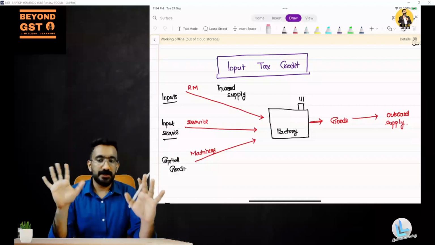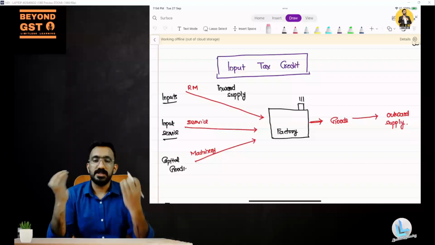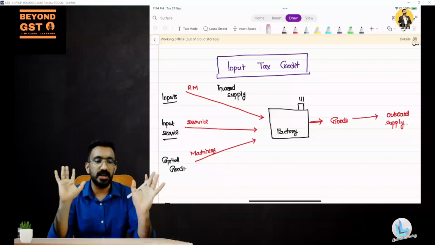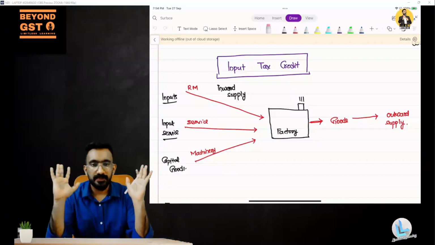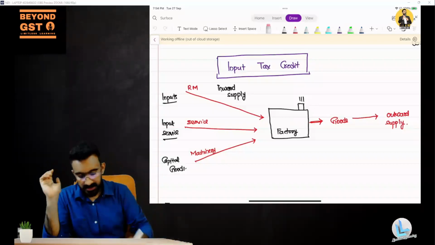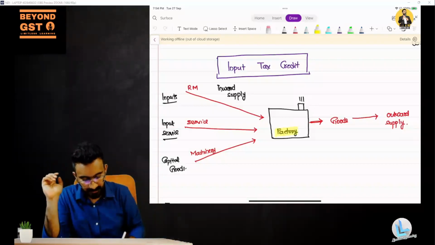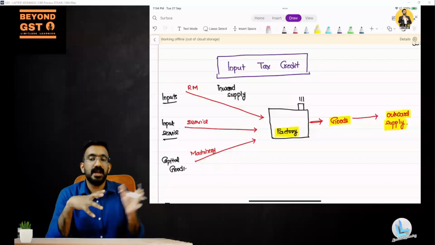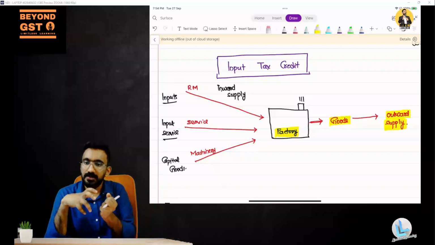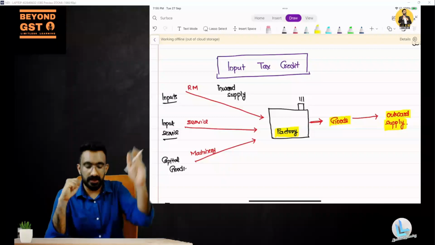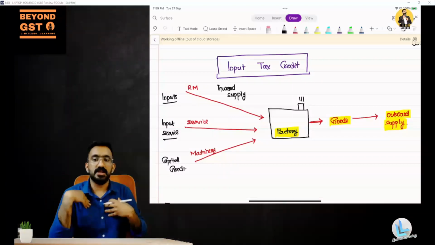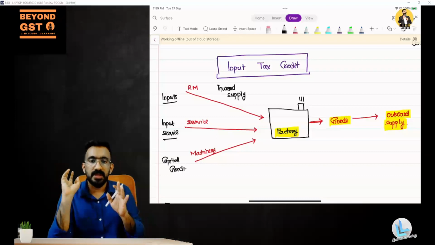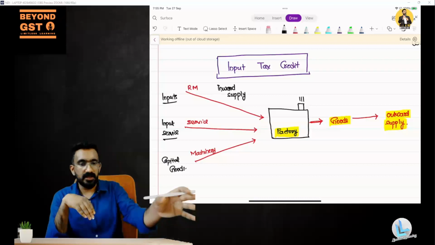ITC is not a difficult chapter. It's one of the easiest chapters, a very logical, conceptual chapter. All I require is your full concentration for the next 2.5 hours so that we can get this chapter done. So you know that when there is a supplier, be it a factory, when they make an outward supply, they will have taxes collected from the customer, which they will have to pay to the government. As a supplier who is liable to pay taxes under forward charge, whenever he's making a supply, he's supposed to collect and then pay.